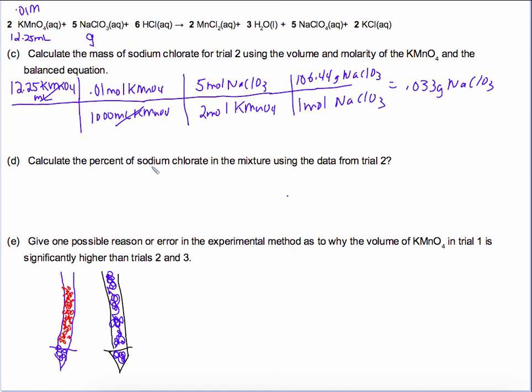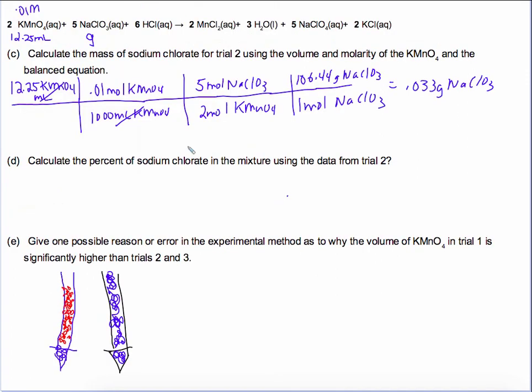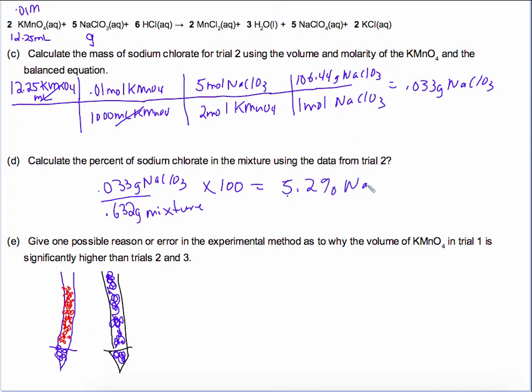All right. So anyway, calculate the percent of sodium chlorate in the mixture. If you go back to trial 2, the mixture is 0.632 grams. It wants the percent of sodium chlorate, so it's always the part over the whole: 0.33 grams sodium chlorate over 0.632 grams of mixture. We'll multiply that times 100, and we end up getting 5.22%, or 5.2% of sodium chlorate.